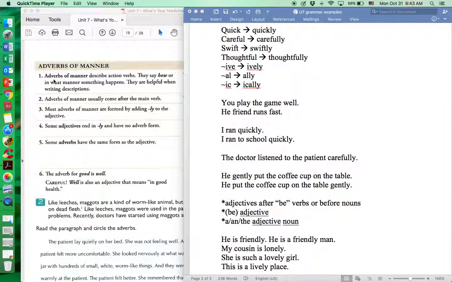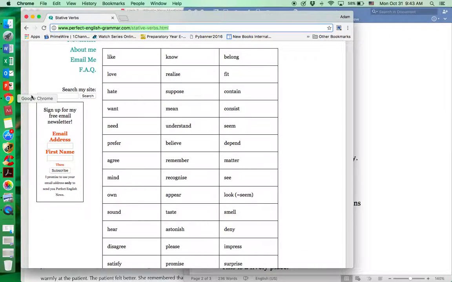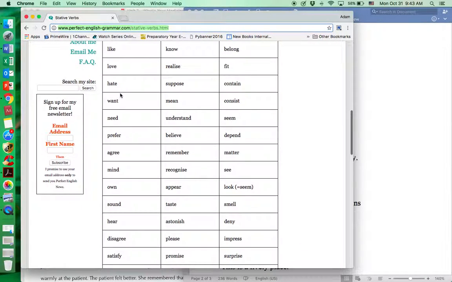Right? So what do adverbs of manner do? Well, they describe action verbs, and maybe in order to understand what an action verb is, it's important to understand what a stative verb is. Stative or non-action verbs are things like love, realize, fit, suppose, contain, mean, understand. And some of these are a little bit of both action and stative.